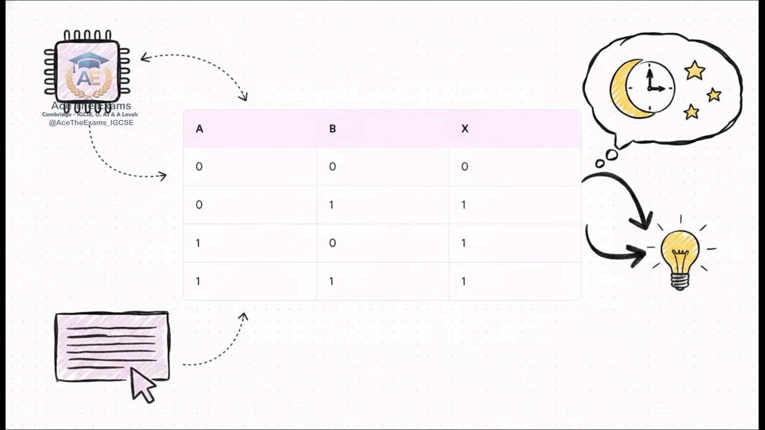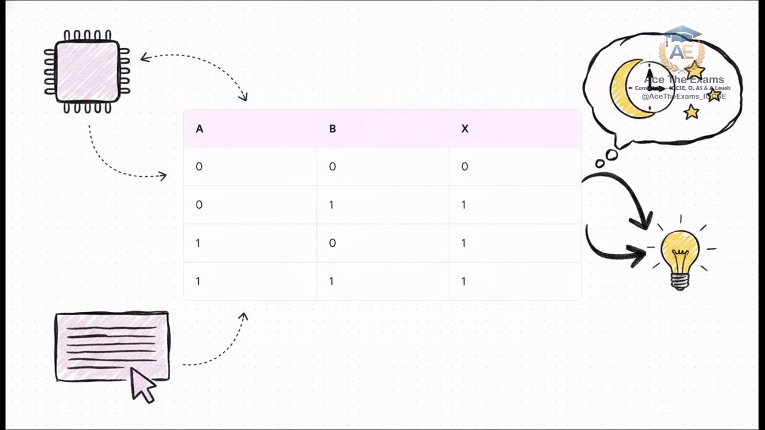Looking at the 4 possible states of this system, the only time the output X is 0 is when both inputs A and B are strictly 0. If it's after 6 p.m., the output is 1, so the light is on. If it's dark, the output is 1, so the light is on. If it is both after 6 p.m. and dark, the output is still 1.